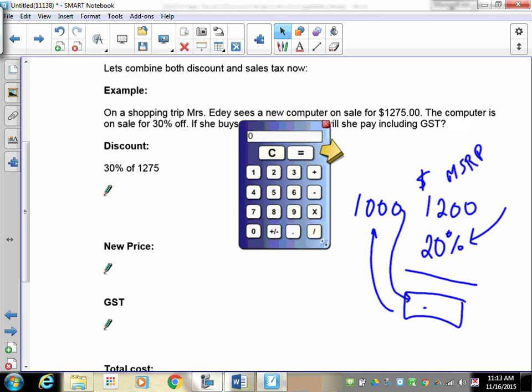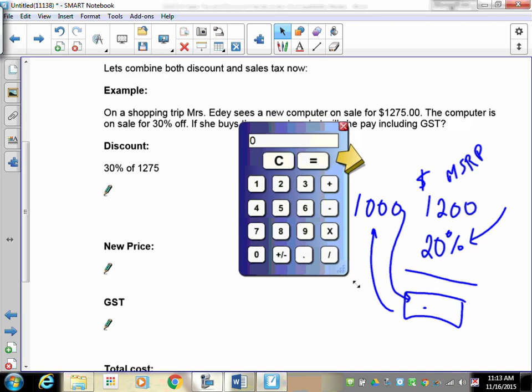All right, so here we go. We have 20%, so 20 divided by 100. Turn it into a decimal first. 20 divided by 100 equals 0.2. There we go. Now multiply that by the original price, 1200, means that you're saving $240.